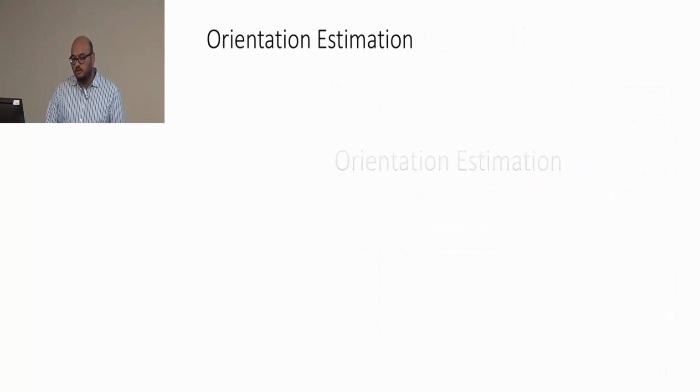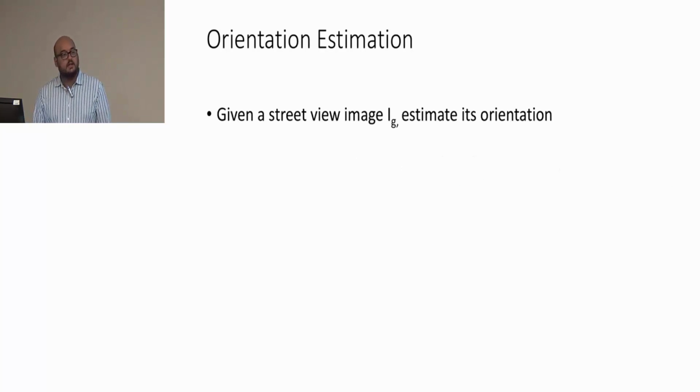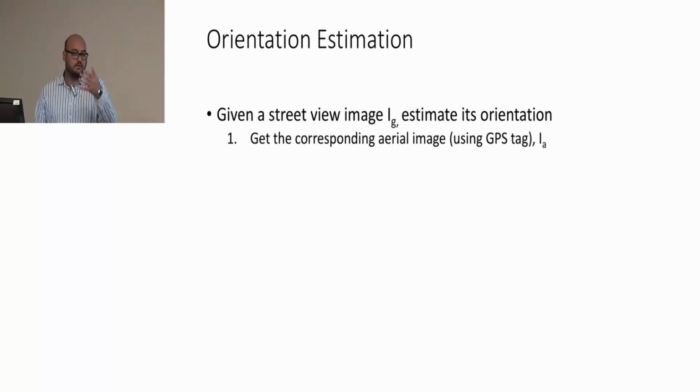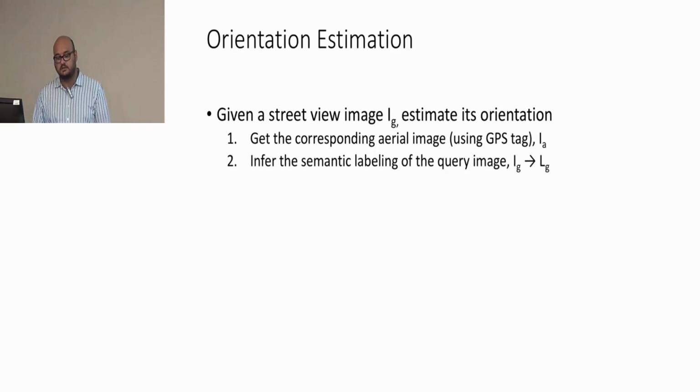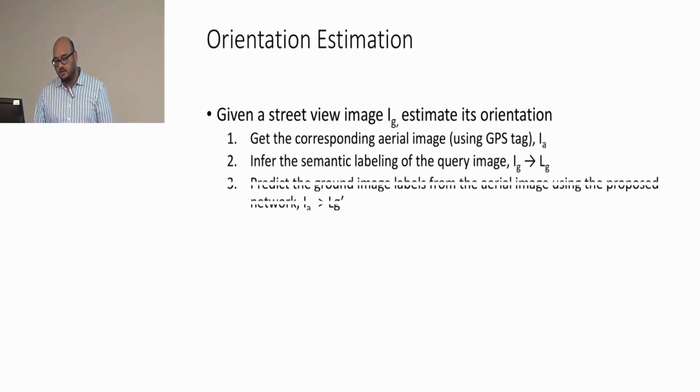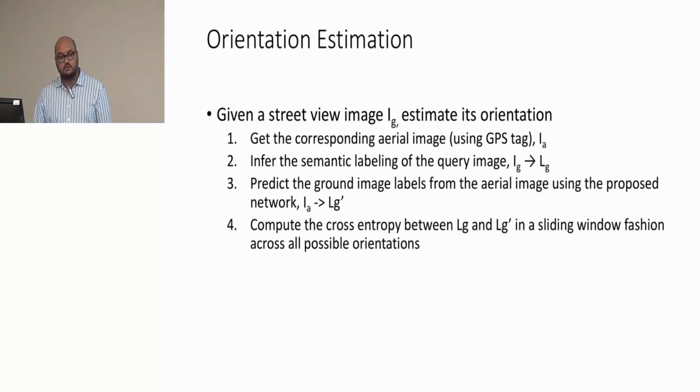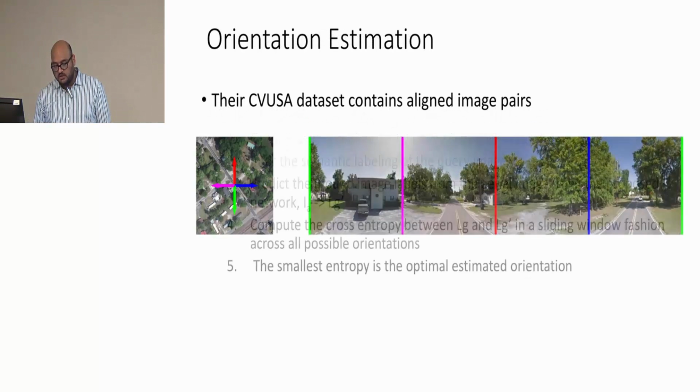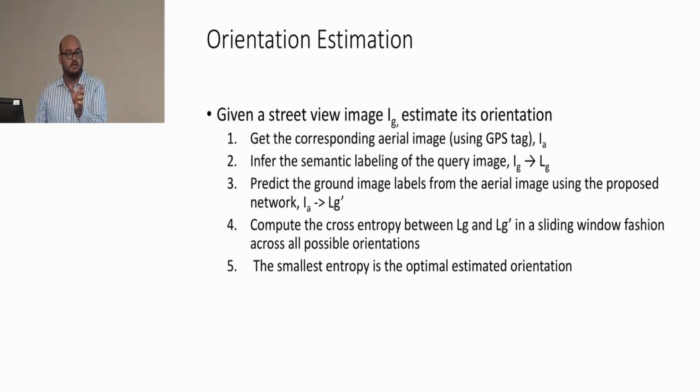Orientation estimation. They are using their approach for estimating the orientation of the ground level image. They get the ground level image, they get the corresponding aerial image, and they get the segmentation of the aerial image. They get the segmentation of the ground level image from SegNet. They calculate the cross entropy between them in a sliding window fashion, and the smallest entropy is where the location is.